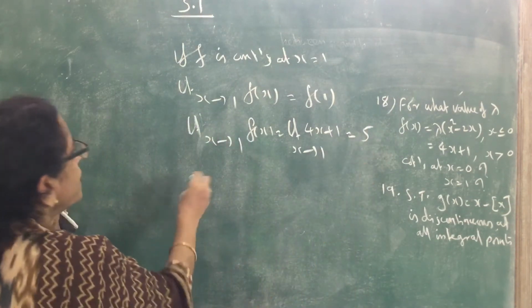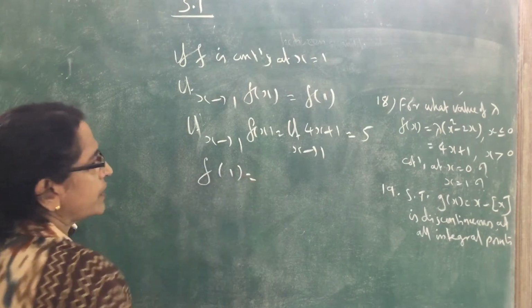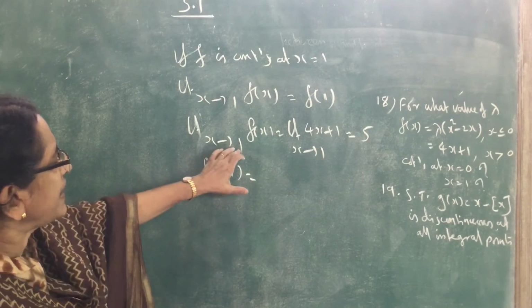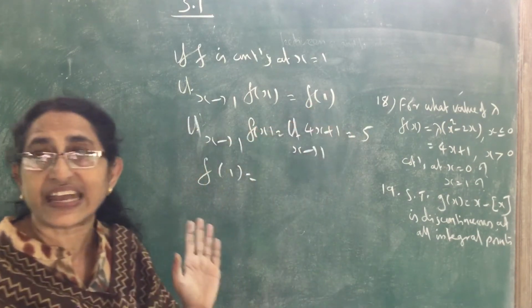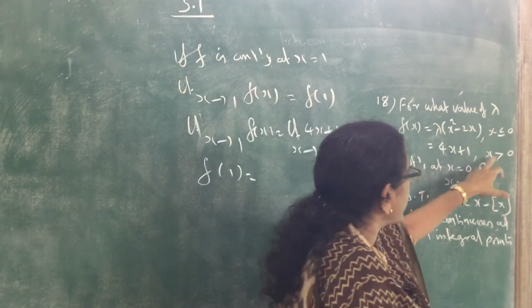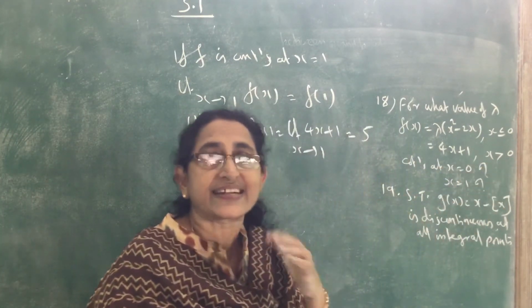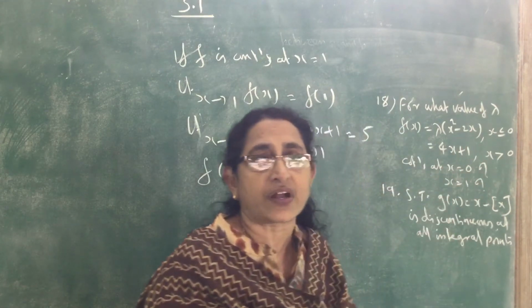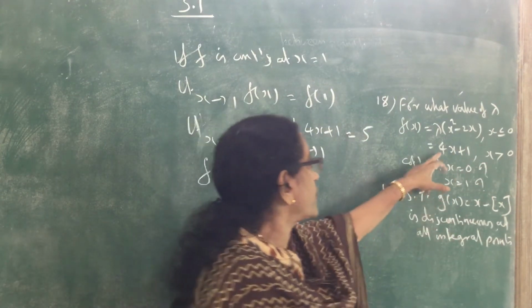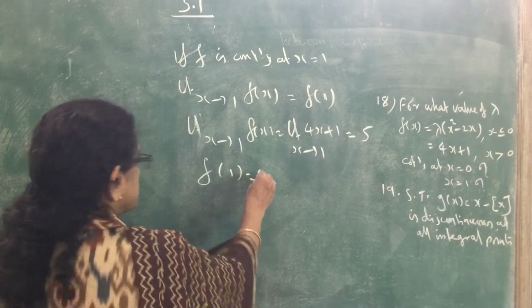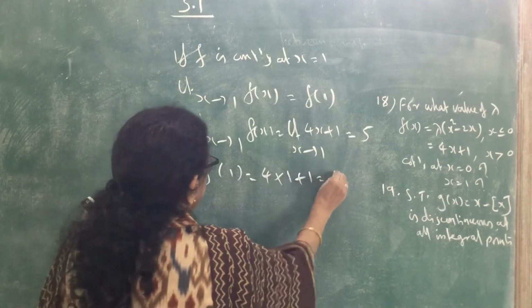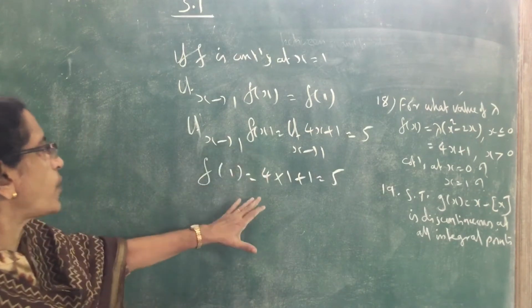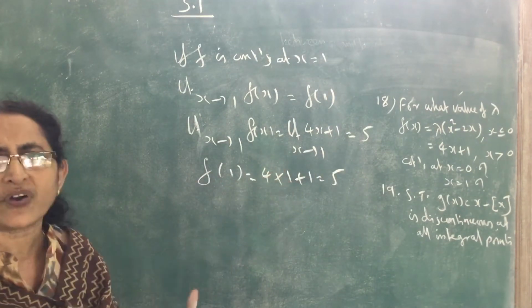And what is f of 1? f of 1 means the value of the function when x equal to 1. When x equal to 1, x equal to 1 means x greater than 0. x greater than 0, f of x is 4x plus 1 and x equal to 1. So 4 into 1 plus 1, that is equal to 5. So both are equal. So it doesn't depend upon lambda.